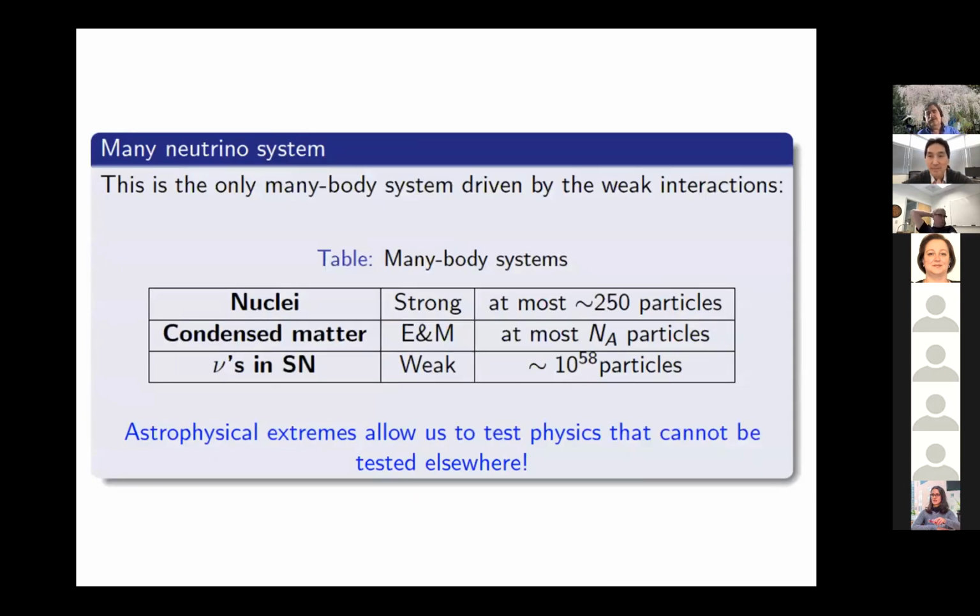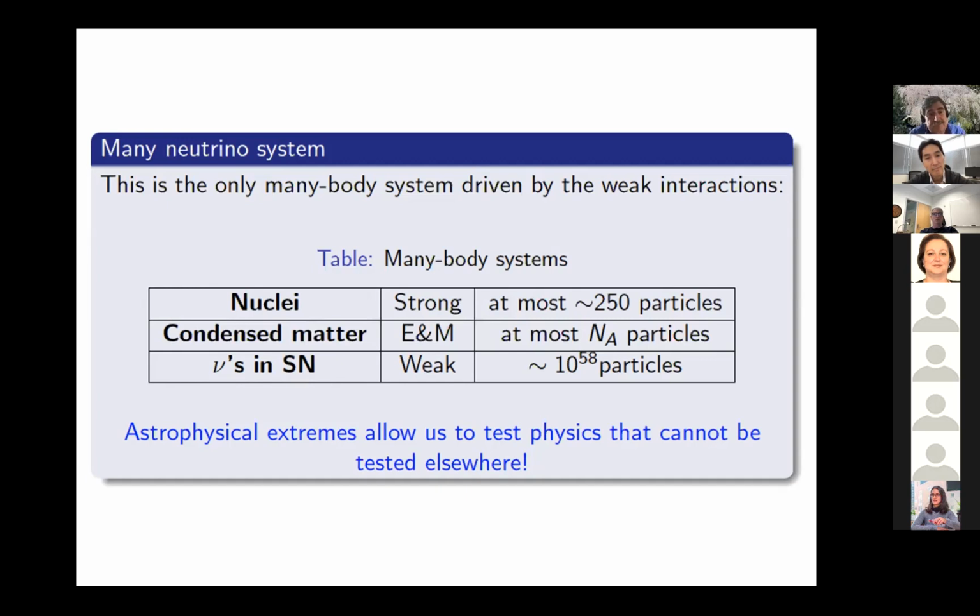Now, the neutrino many-body system in these astrophysical phenomena is the only many-body system driven by the weak interactions. If you think about many-body systems, nuclei are driven by the strong interactions, and you can have at most of order 200 particles. The heaviest stable nucleus is lead-208. In condensed matter type many-body systems, the system is driven by the electromagnetic interactions. You have at most an Avogadro number of particles, but in most practical applications, the numbers are a lot smaller. Whereas neutrinos in a supernova are a system driven by weak interactions, and it includes the most particles, 10 to the 58 or so neutrinos.